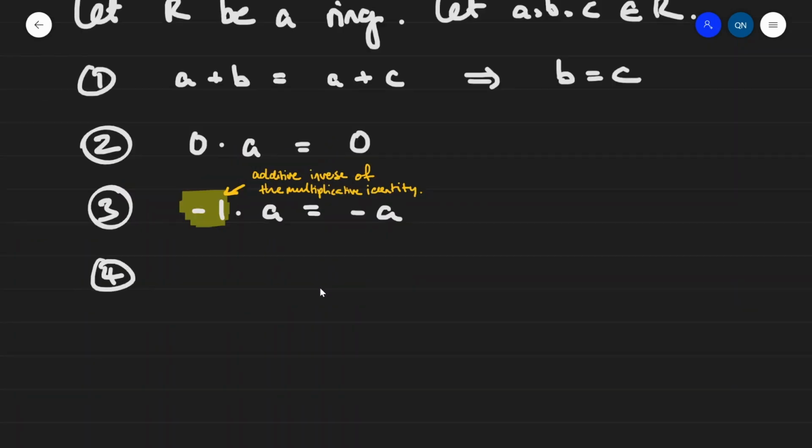Okay, and the fourth property that I'll discuss in this video is going to be if you have A times negative B, then what you can do is bring this negative into the first factor, let's say. So you could have negative A times B, or you could bring the negative completely out of that product to give you negative of AB.